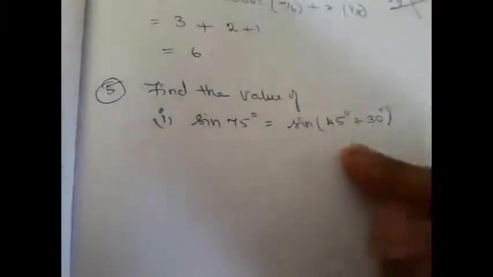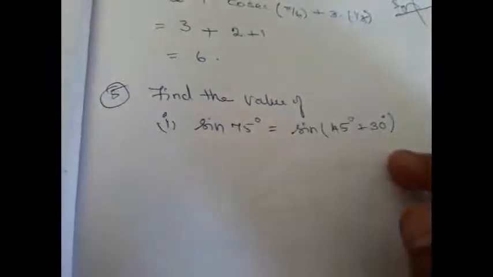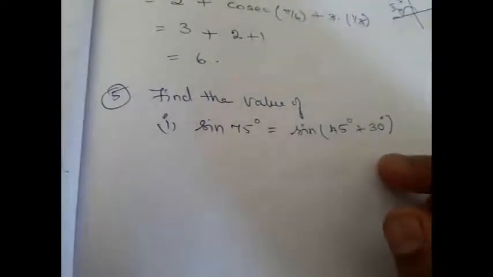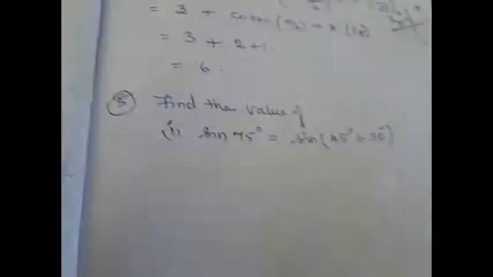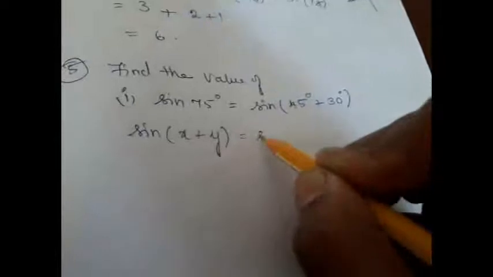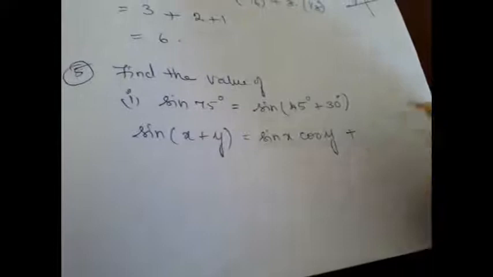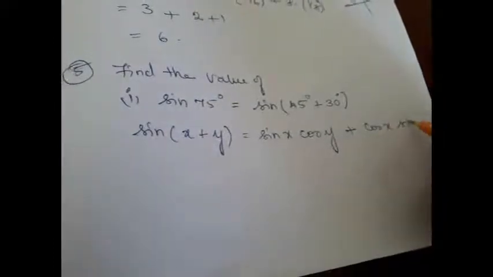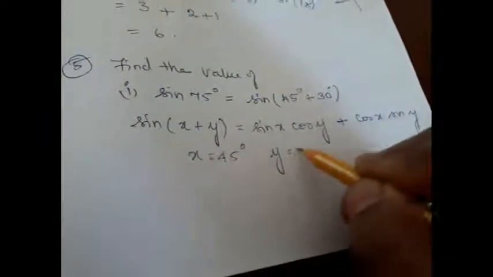Now you can apply the identity for sine A plus B. What is the sine x plus y formula? Sine x plus y is sine x cos y plus cos x sin y. Here x is equal to 45 degrees and y is equal to 30 degrees.